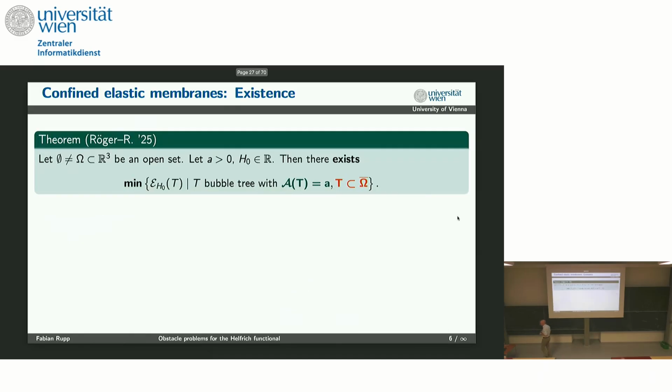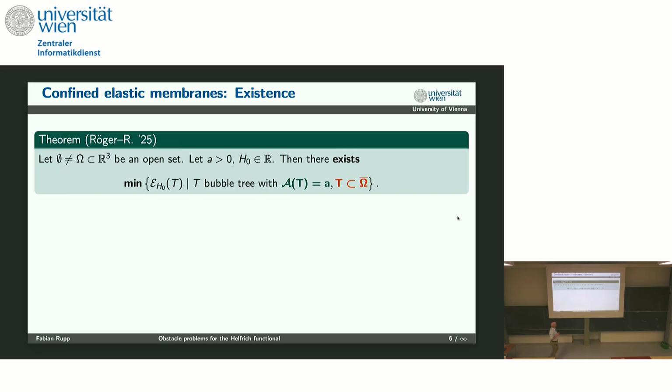Okay, here's our new result on the existence of minimizers. For any non-empty open set, we proved that the Helfrich energy admits a minimizer in the class of bubble trees with prescribed area which are confined by the container. At this point, we assume nothing on the container. It's just the closure of an open set which is non-empty. I did not write what the energy and the area of a bubble tree are, but it's just the sum of the energies and the areas of the respective bubbles, of which there are finitely many.